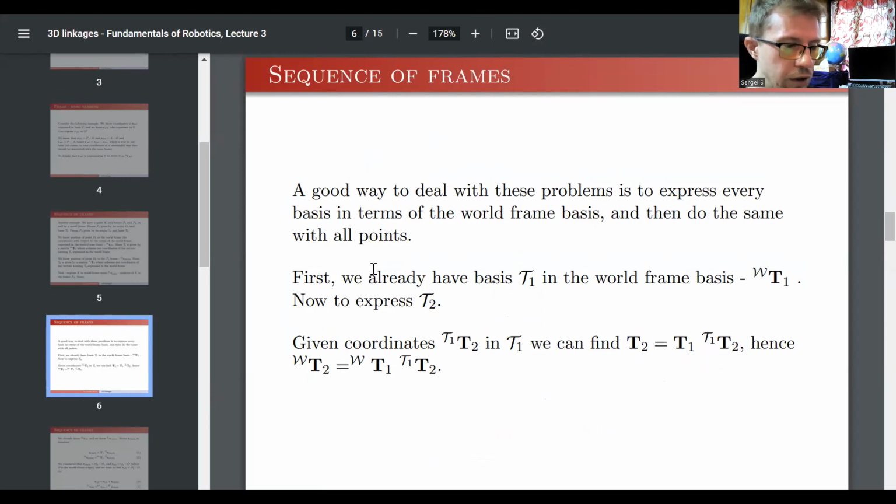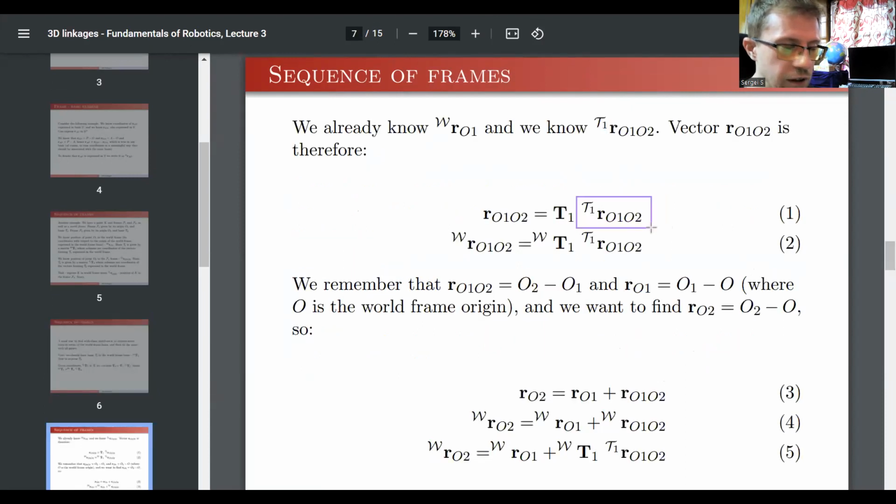Now here again, coordinates which we are given, basis, coordinate-free representation. And as before, if we want it in world coordinates, we multiply it by world frame transposed on both sides, and we get this expression.